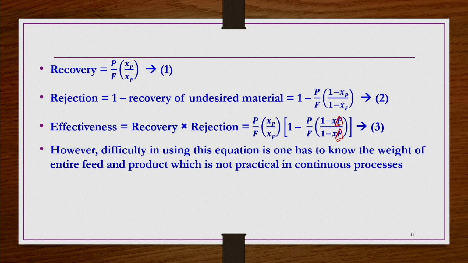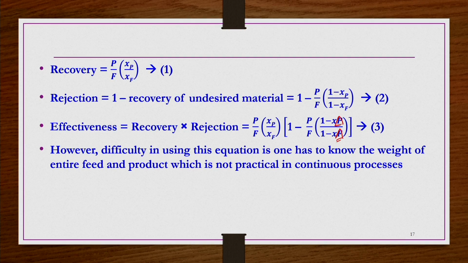However, the difficulty in using this equation is that one has to know the weight of the entire feed and product, which is not practical in a continuous process. We have seen several screening equipment, they are continuous mode operations. In industries you prefer to have a continuous mode operation so that you can handle a large amount of material in a lesser time, right. Though in laboratory screens you can have the metal stacks with individual metal pans having screens at the bottom, and then you can find out the feed weight and the product weight, in industry that is not possible in general.